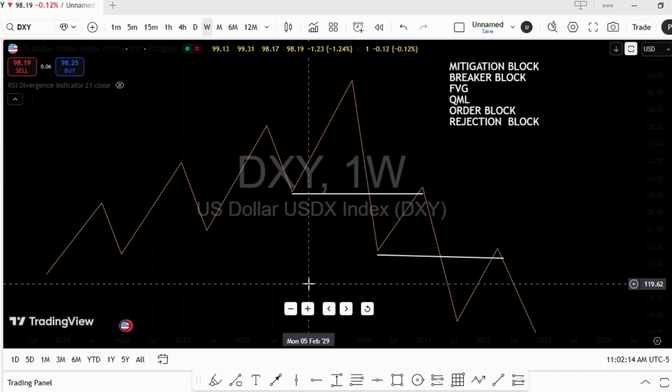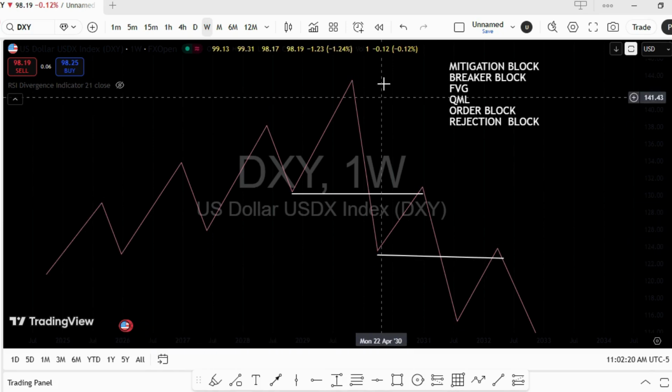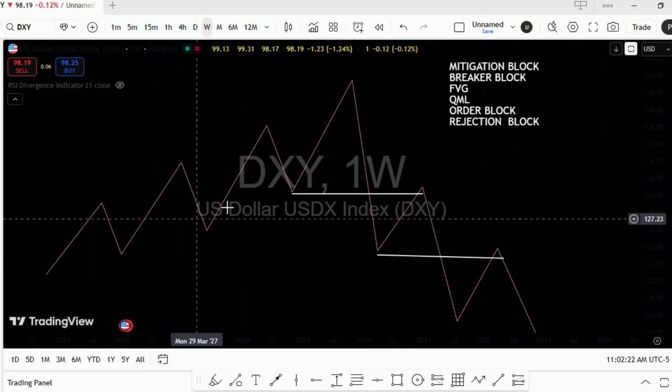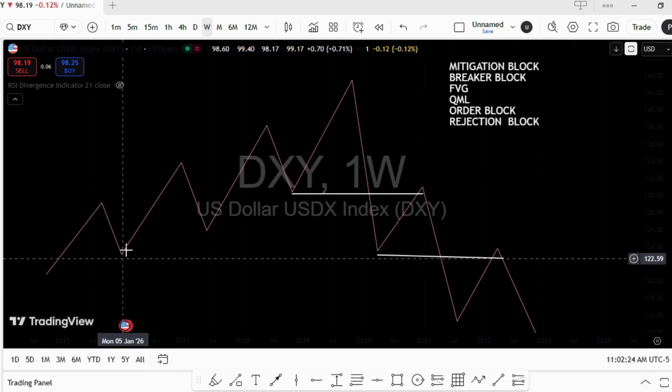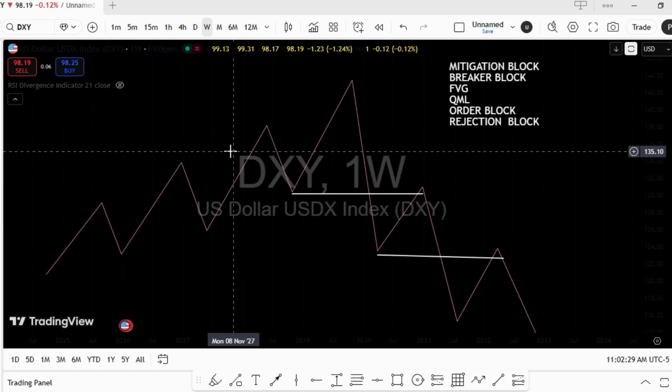So normally, this is for the beginners. This trend here is a bullish trend, making higher highs, higher lows, higher highs, higher lows, higher highs.